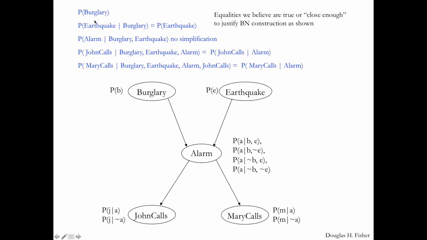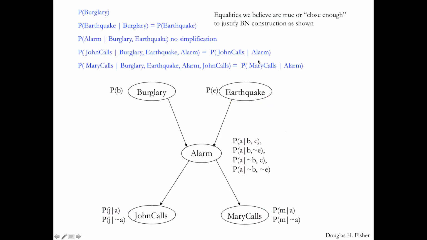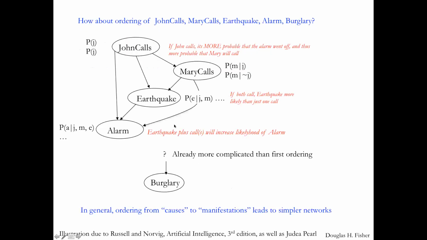So let's see. Okay, so yeah, these are the probabilities and the conditional independencies that I used to construct this network. If we go to another ordering, different from the one that we used to build the first one, let's say we looked at the ordering John calls, Mary calls, earthquake, alarm, burglary. Let's say that was the order in which we considered the variables. And remember that in this case, there are 4 arcs in the Bayesian network.